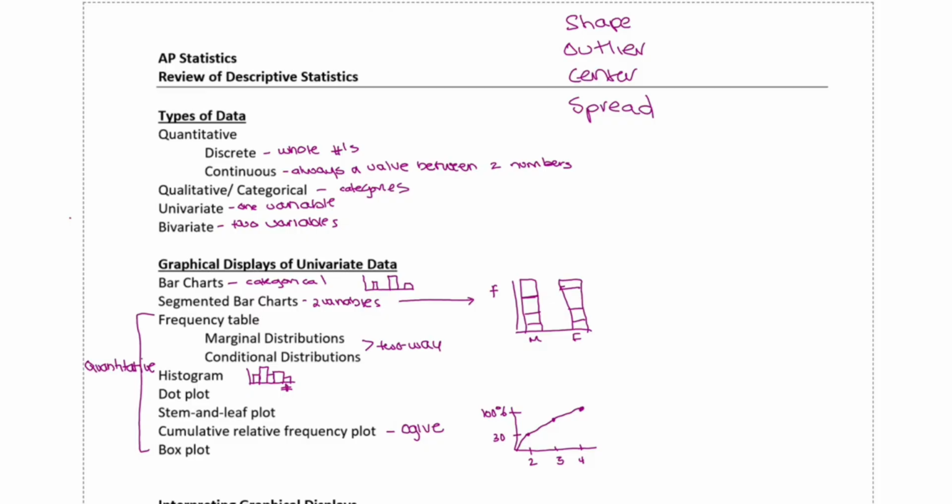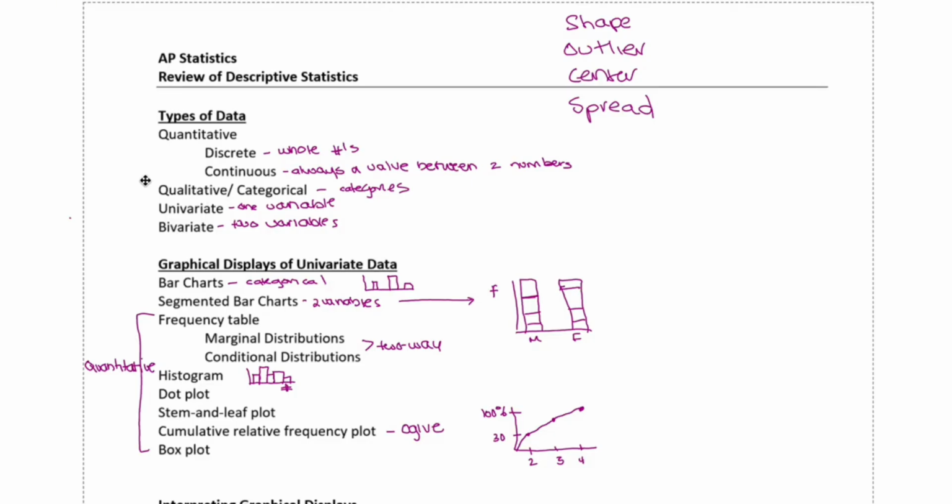So let's begin. This is our very first review session. AP Stats, review of descriptive statistics. First of all, what are the types of data that we're examining? Well, we have quantitative data and categorical data, basically. Those are the two main categories that we're focused on.